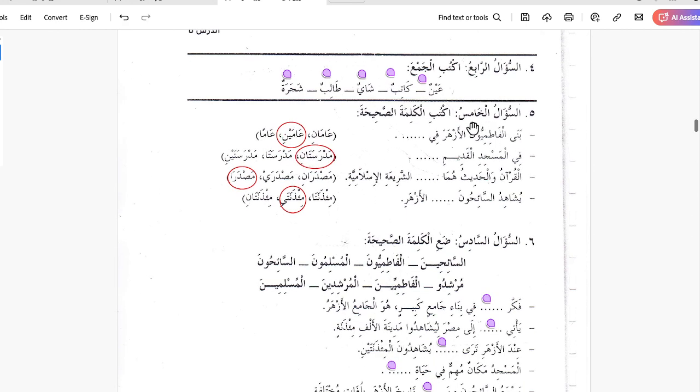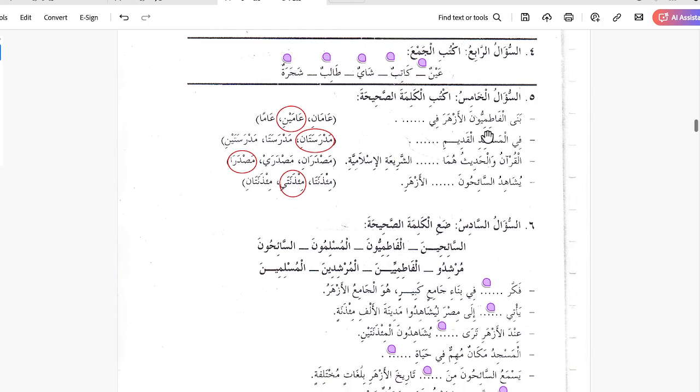As-Sawalul Khamis, the 5th question is Uktubil Kalimatis Sahiha, write the correct word. So Bana Fatimiyun al Azhara fi amaini. So we know for the dual we can add ani or aini, but because of fi we have to use the majroor form of the dual, which is amaini. So this is the correct one.